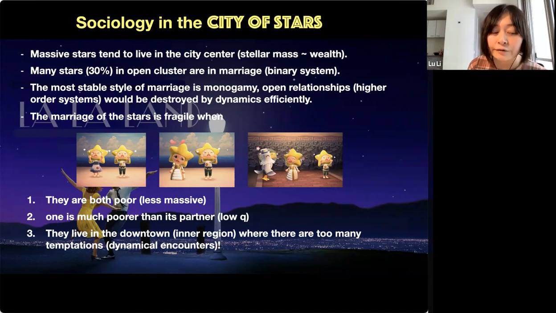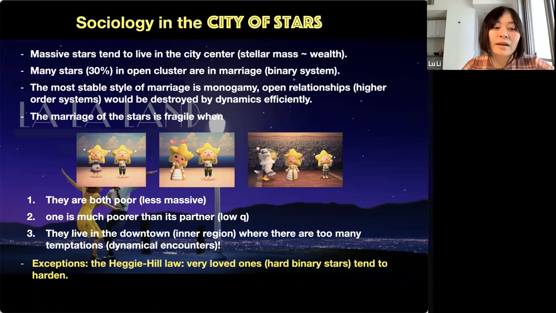and their marriage is fragile. And if they live in the downtown, or in the inner region of the cluster, well, there are too many temptations, dynamical encounters happen more frequently, and they must be destroyed efficiently. But don't be so upset. There is an exception. The Heggie-Hills law tells us the hard binaries tend to get hardened. So the very loved ones, don't worry about the marriage.